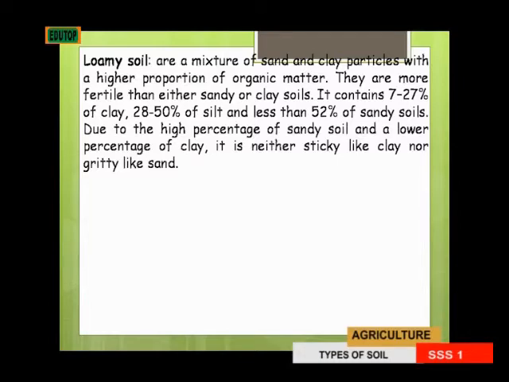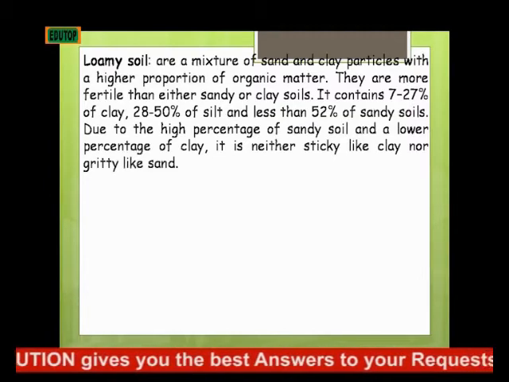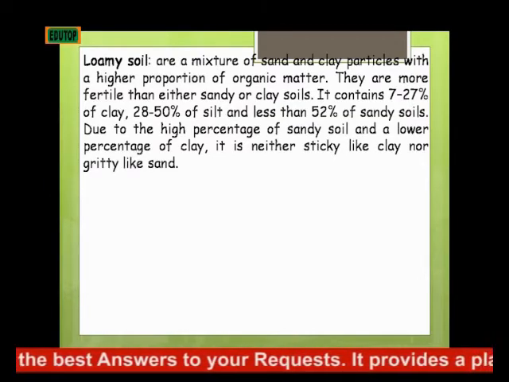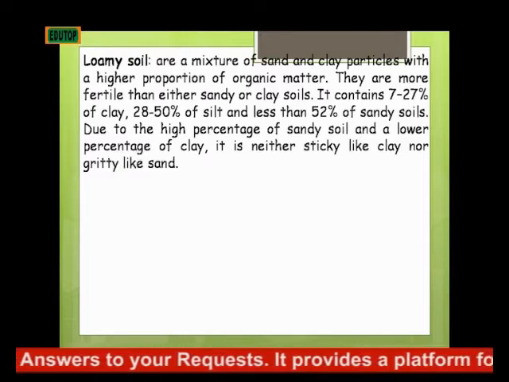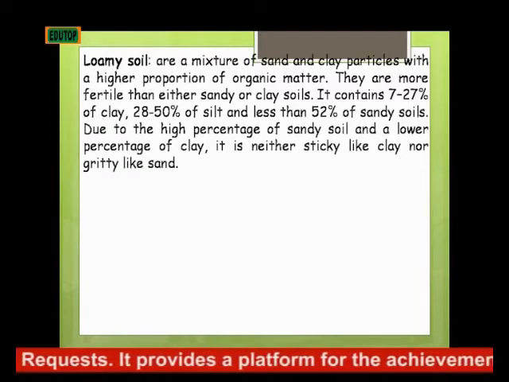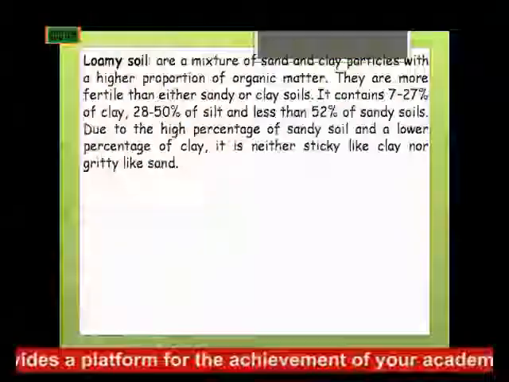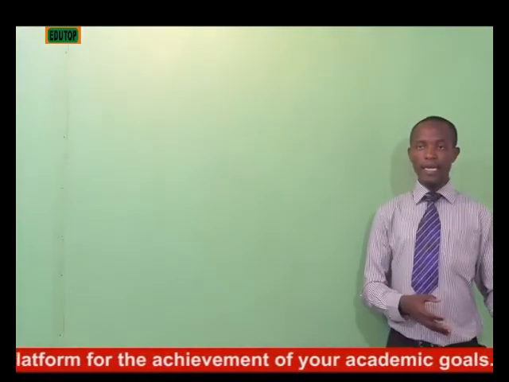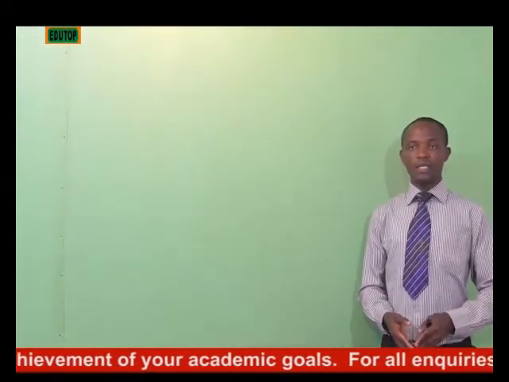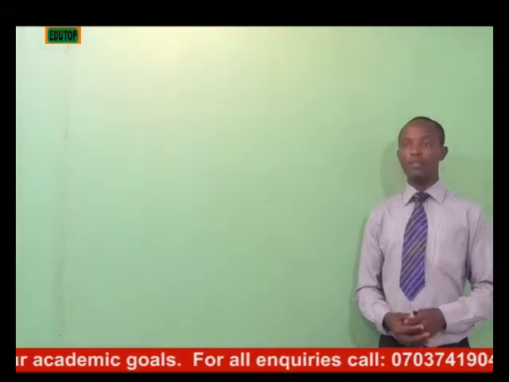Due to a high percentage of sandy soil and a lower percentage of clay, it is not too sticky like clay, and it is neither sticky to the hand like clay nor gritty like sand. That is, it combines the property of clay and that of sand, just like standing on the fence, but not really standing on the fence. It combines the properties of both.